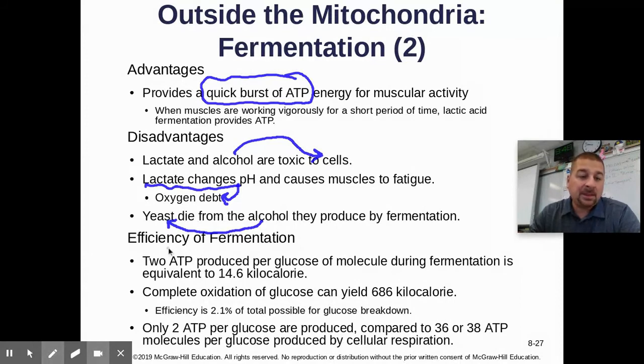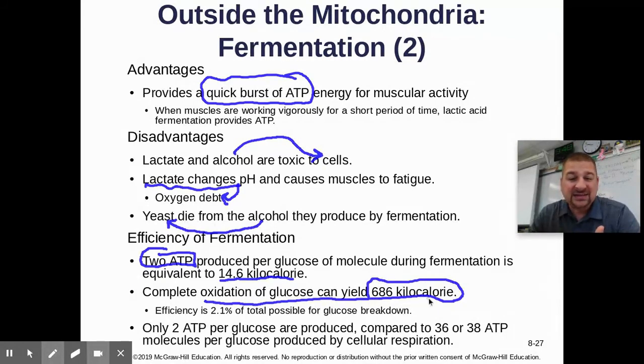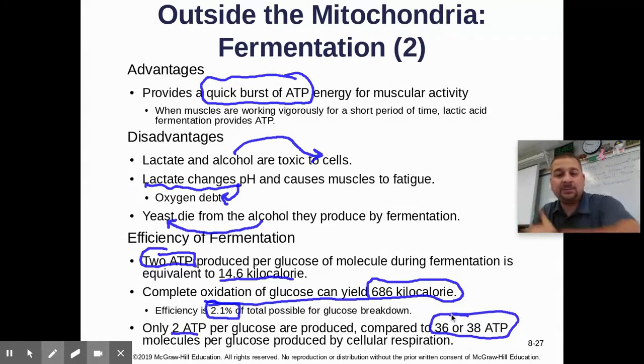As for efficiency, you're only making 2 ATPs from the glycolysis, which is about 14.6 kilocalories. Whereas if you completely broke down glucose with oxygen, that's 686 kilocalories. So that's only an efficiency of 2.1%. So not very efficient, you're only getting 2 ATPs instead of 36 or 38 with complete oxidative breakdown, but it's quick. It can happen without oxygen in anaerobic conditions, and so there are advantages. There are times where this is helpful.